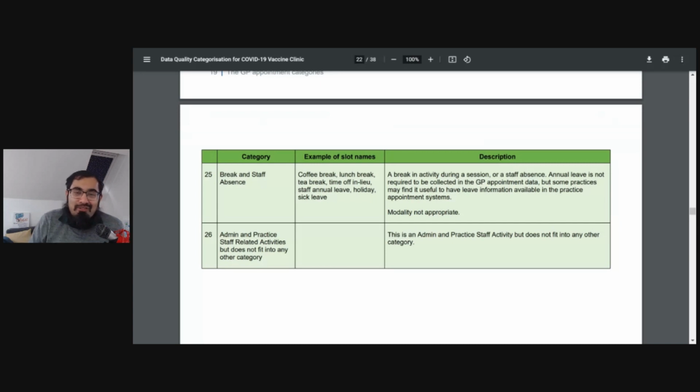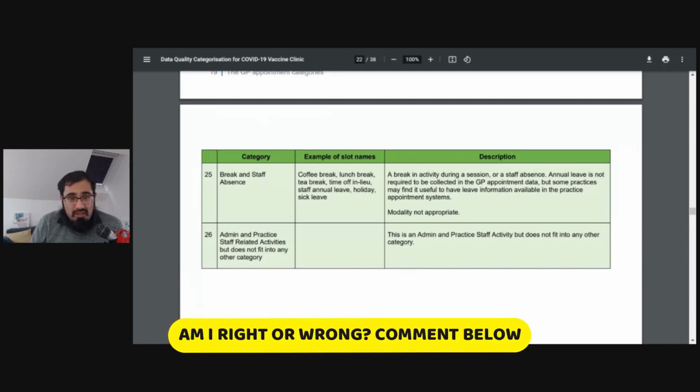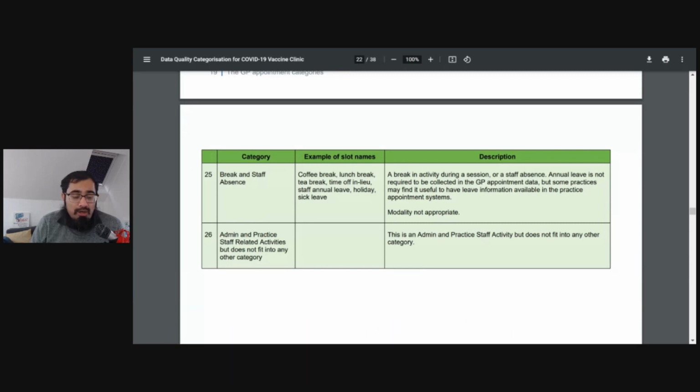But clearly, for employed staff, having dedicated break times captured on their appointment slots would be a useful way of looking at job plans, how that works in practice. Basically, just capturing it. I don't think the NHS is really interested in this particular data, but I think for practices, this will be a useful way of showing how they're working in practice.